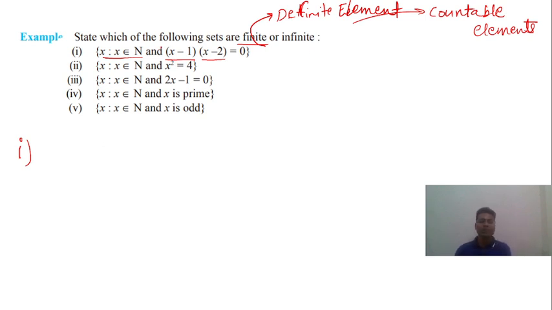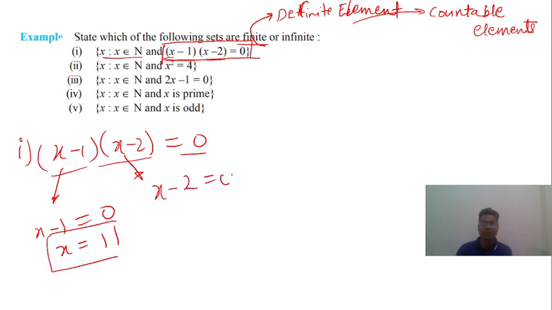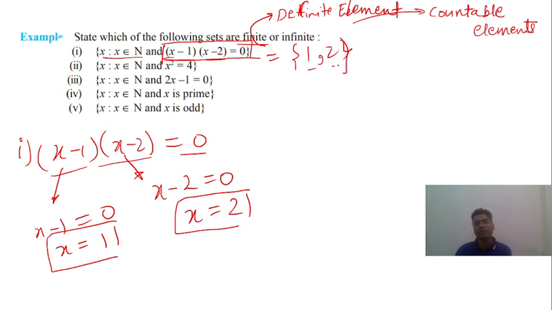Coming to question number one: x such that x is a natural number and (x minus 1)(x minus 2) equals 0. The product of two numbers is 0 if a is 0 or b is 0. So x minus 1 equals 0 gives x equals positive 1, and x minus 2 equals 0 gives x equals positive 2. So we can write this as {1, 2}. Since it has only two elements that we can count, 1 and 2, this is a finite set.